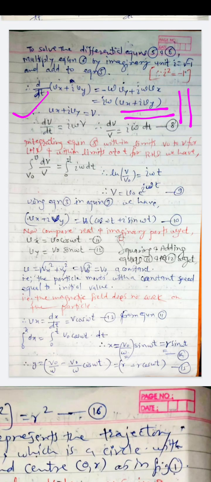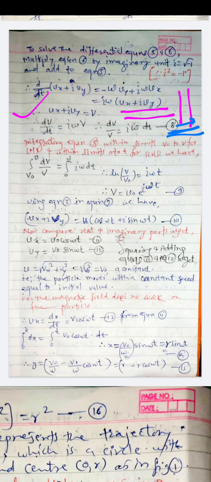We use here the variable separable form from differential equations. According to that, the above equation changes to dv upon v equal to i omega times dt. It is equation number 8.